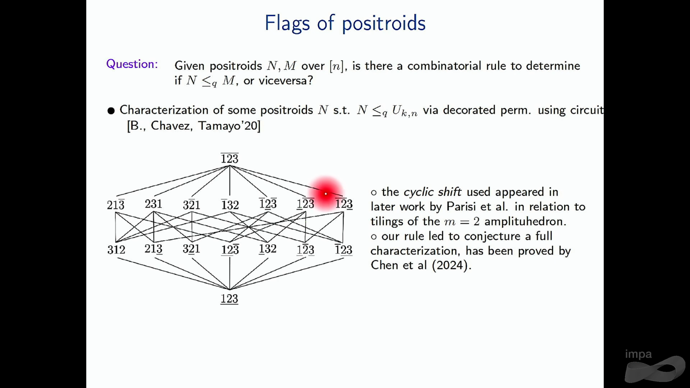So in this work with Anastasia Chavez and Daniel Tamayo, we did some characterization of quotients of the uniform matroid using the combinatorics of the decorated permutations. And the operation we used to determine quotients of the uniform matroid uses some cyclic shift on the decorated permutation, and that cyclic shift operation actually happened to show up in later work by Parisi et al. related to tilings of the amplituhedron.